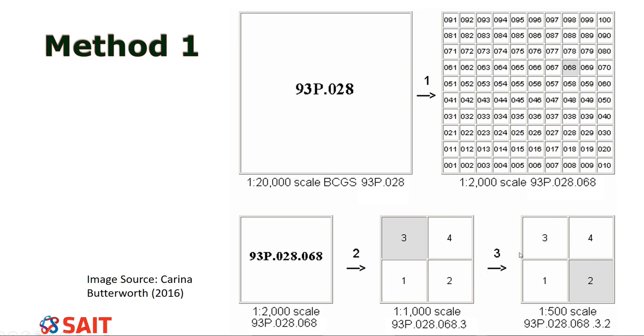So we have some maps, especially in the city areas and more urban areas, where they produce 1 to 500 scale. So to represent that, it's 93P028068. So that is their first method of breaking it up, because again, it's not good enough just to have one method in BC. Alberta's like, forget it, I'm not doing anything. BC's like, I am making maps, and they are going to be the best maps in all of Canada.